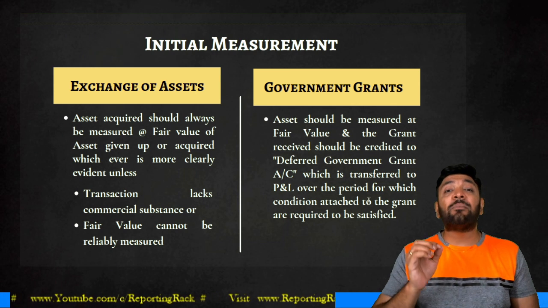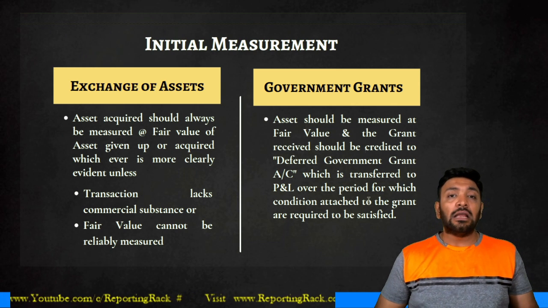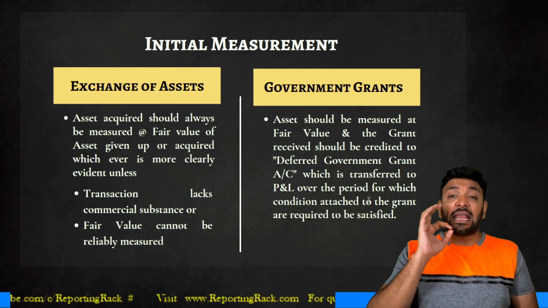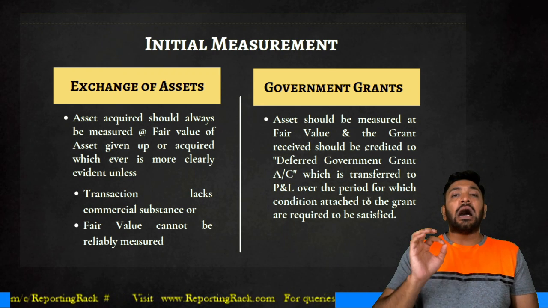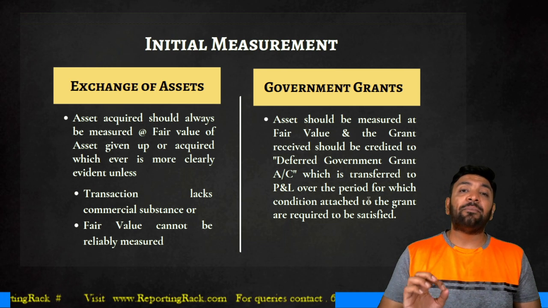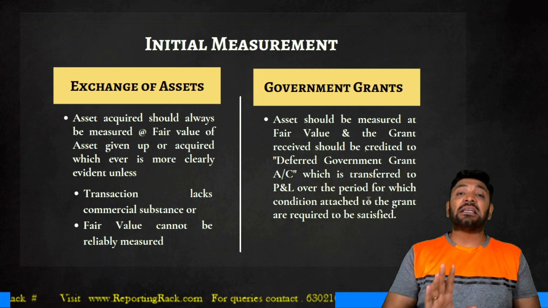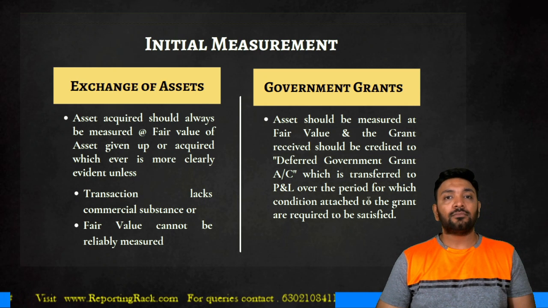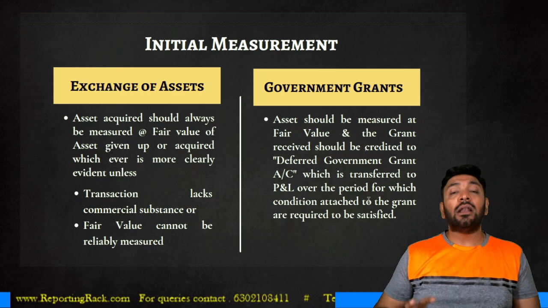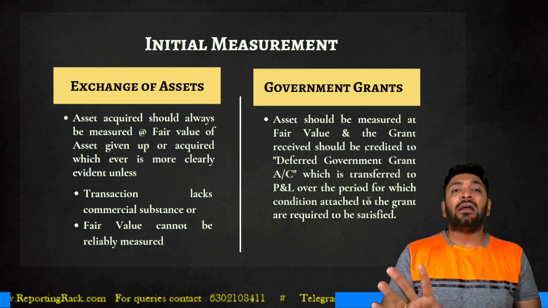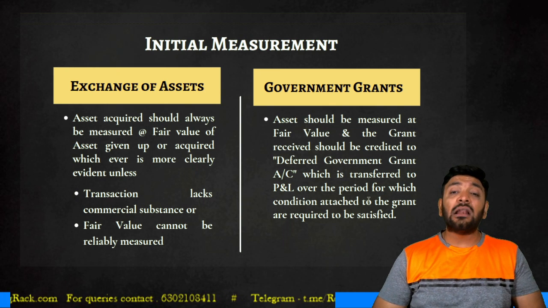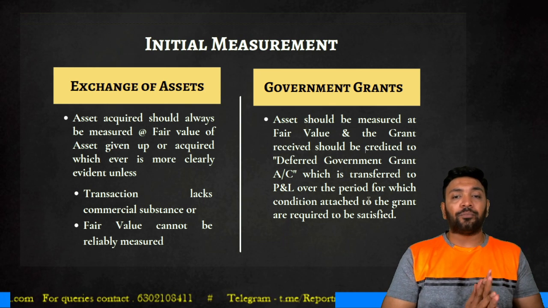Next one, measurement through government grant. If there is a government grant received against which I acquired the asset, say I purchased a recycling plant. The government has given me a grant of 2 lakhs against the asset of 10 lakhs. To set up an industrial unit, the government has given me land at a price of just 50,000 rupees. These are acquisitions through government grant.